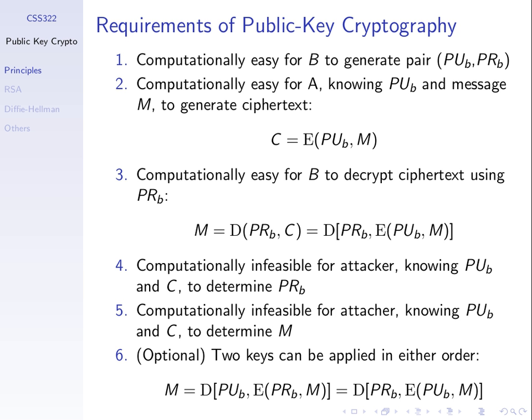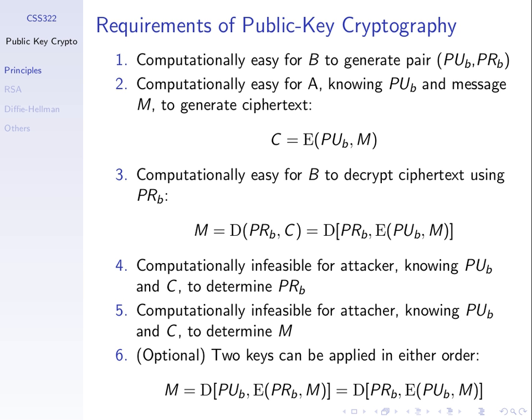Now, about the security of the algorithm. It should be computationally hard or infeasible, practically impossible, for an attacker, if they know the public key and C, the ciphertext, to find the private key of B. Because if they can find the private key, then it's no longer private and the attacker can decrypt. So that's a security requirement: hard to find the private key given the public information. And the public information is the public key and the ciphertext.